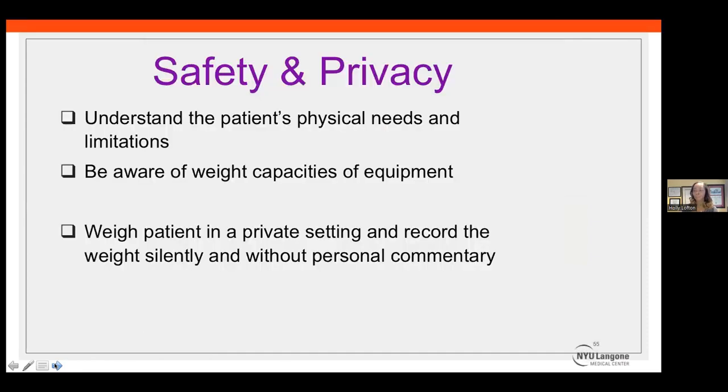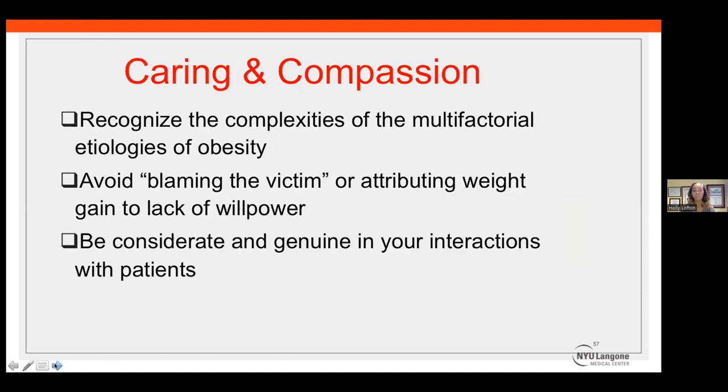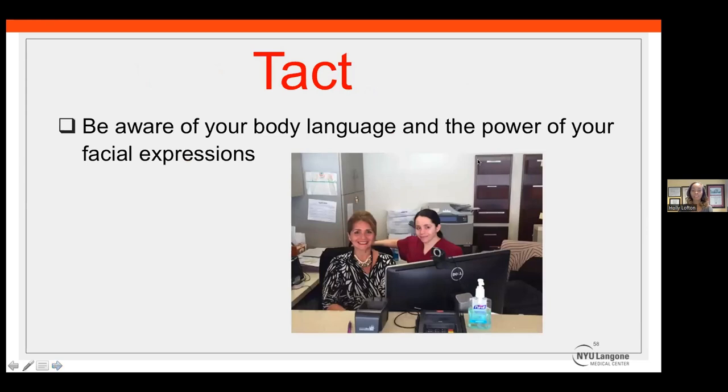You never want to yell a patient's weight, of course, down the hall or have them weigh in a public area. And encouraging the patients to feel free discussing their weight and encouraging them to come back to talk about that, or again, referral. Making the patient feel understood, heard, and avoiding blaming the patient for their weight. And again, tact. These are actually some of my people at my front desk and one of my medical assistants. You want to make the patient feel welcome.